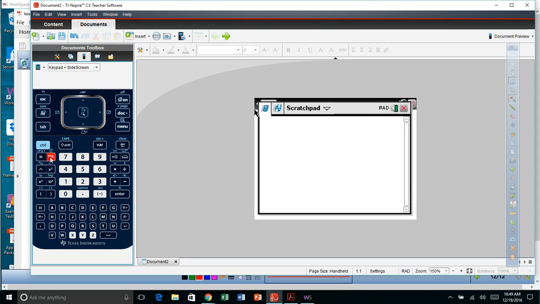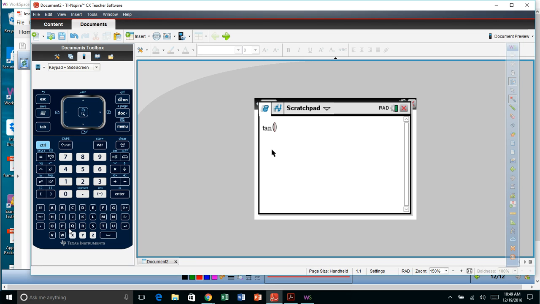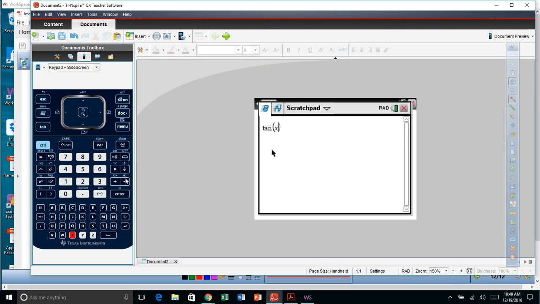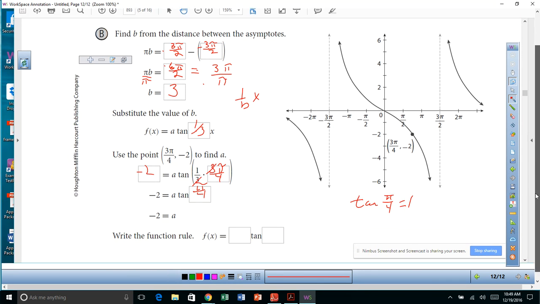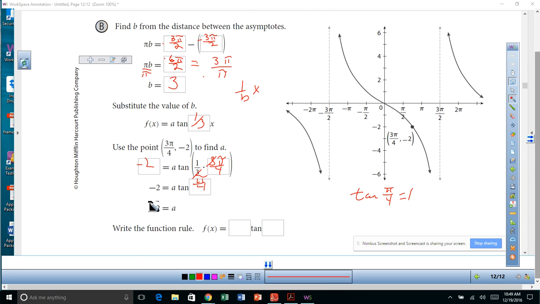Tangent, let's see here, tangent of pi over 4. It's not x, it's pi. Pi divided by 4. That's 1. So tangent pi over 4 equals 1. So a is going to equal -2. Write the function rule. So if a is -2, let's put -2 in there.